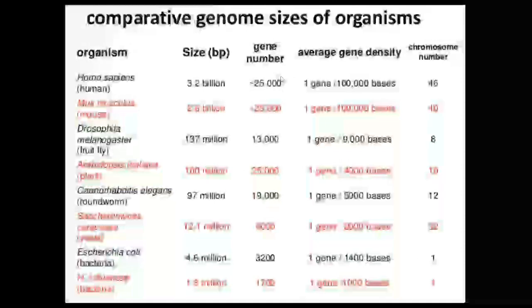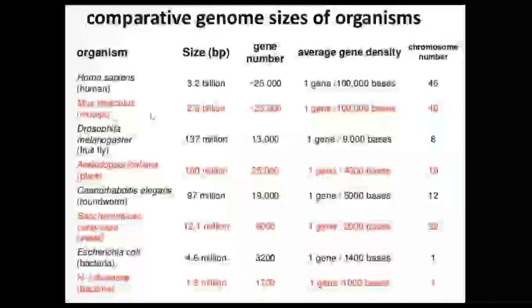That means we are having many phenotypic features due to the presence of these 25,000 genes. Average gene density here: one gene is responsible for the phenotype out of 1 lakh base pairs. And chromosomes here we are forming 46, so 23 pairs of chromosomes will be forming.